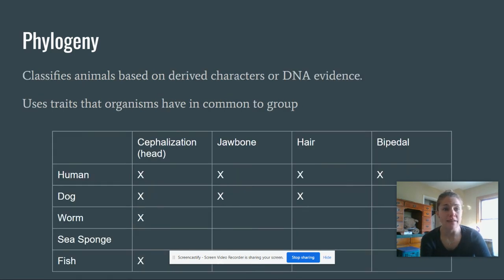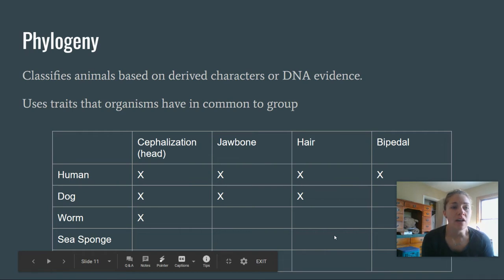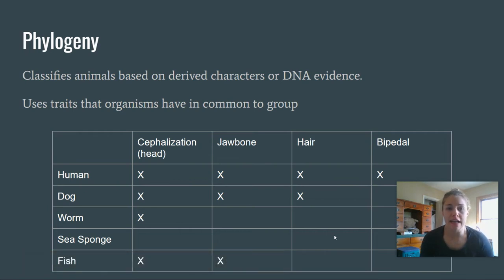So, what that means is this chart that I made of just some random animals. Phylogeny classifies animals based on DNA evidence, and sometimes it can use traits as well. The one that I made right here, this side, is based off of traits.